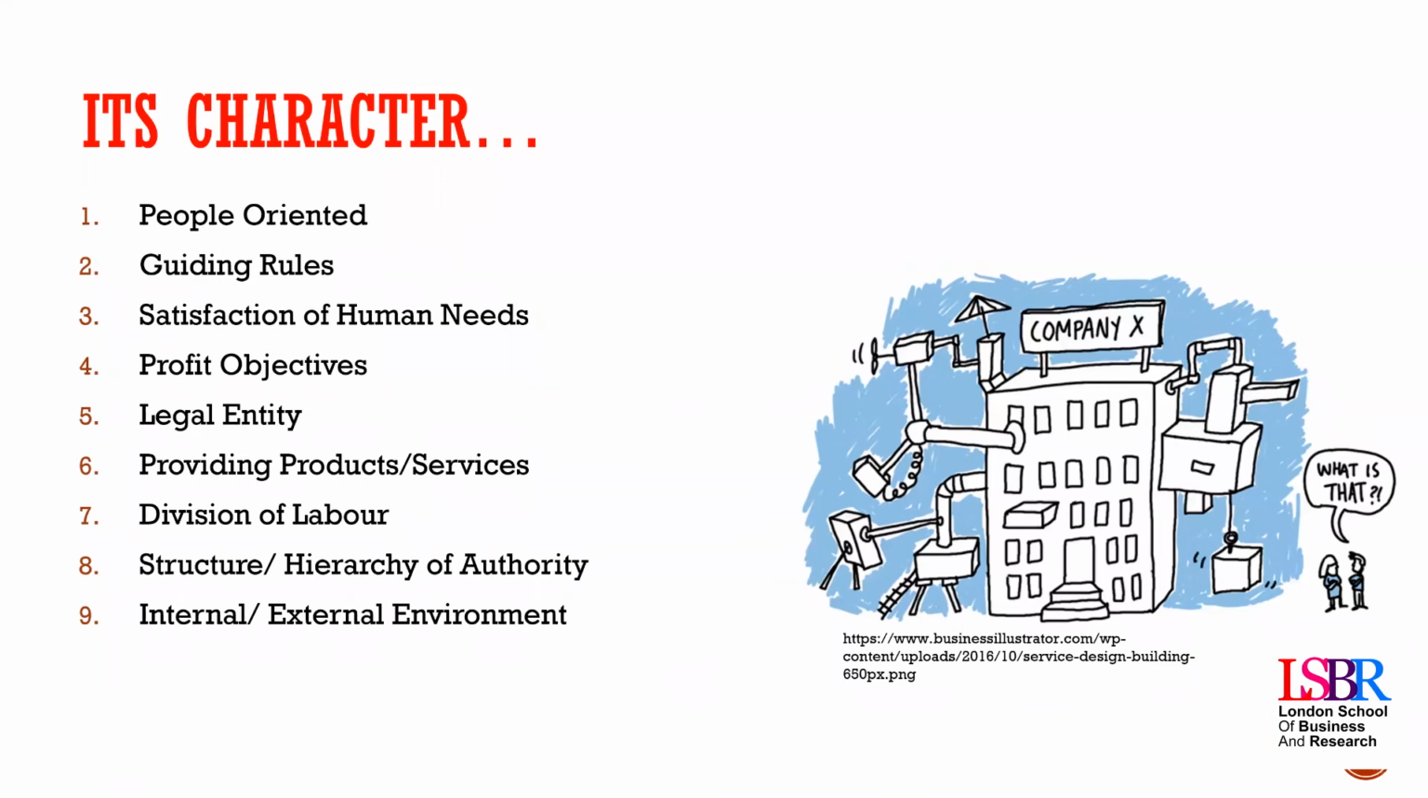Structure and hierarchy, that's all about how the business operates. How many layers of control or management power are there? And finally, the internal and the external environment. We talked a little bit about this earlier, but what is the internal environment of the business like compared to the external environment? These are important elements of characteristics that we need to be aware of.